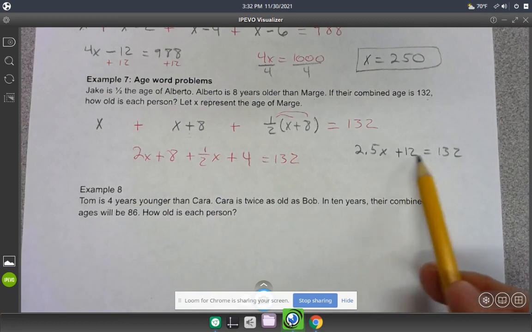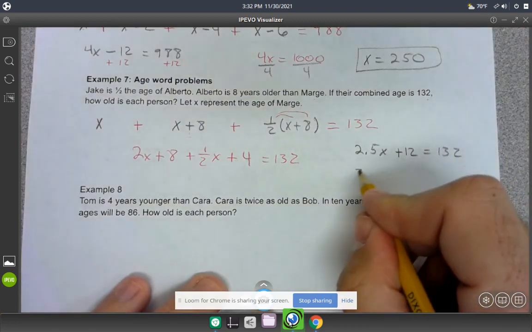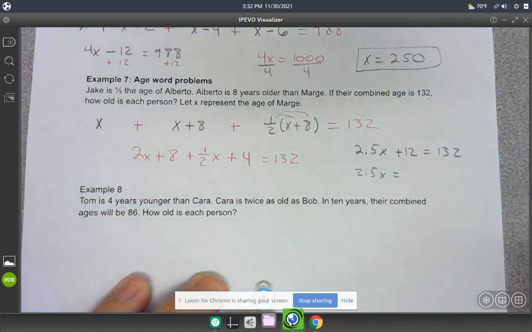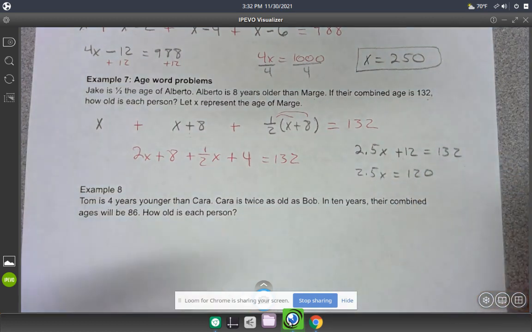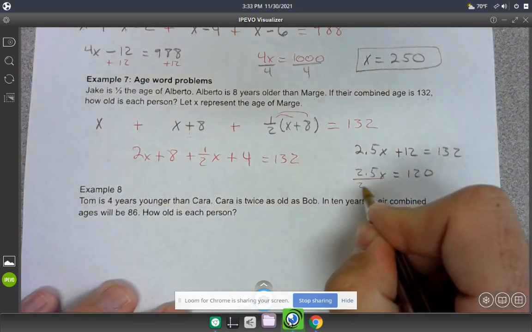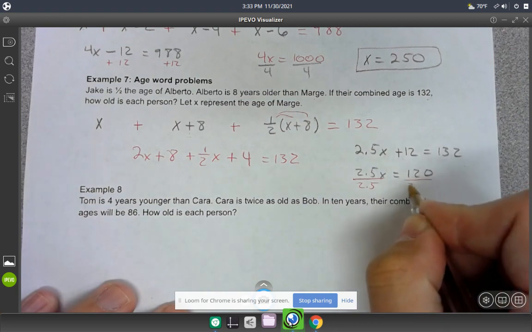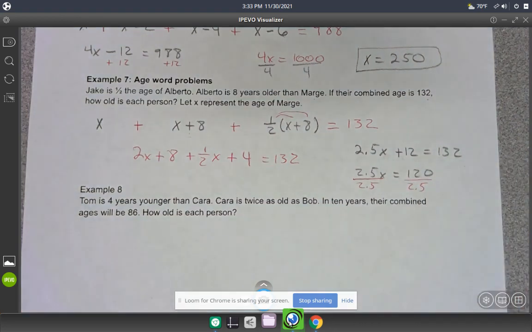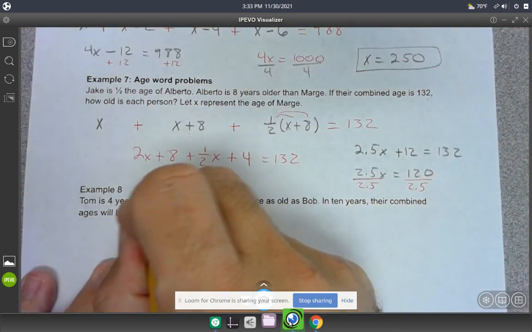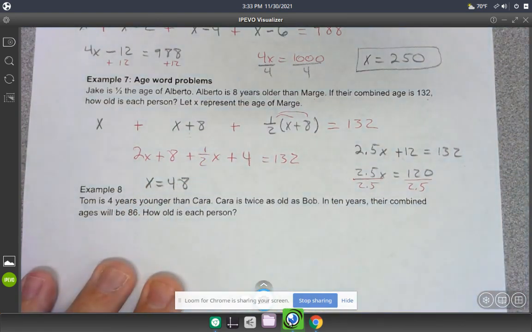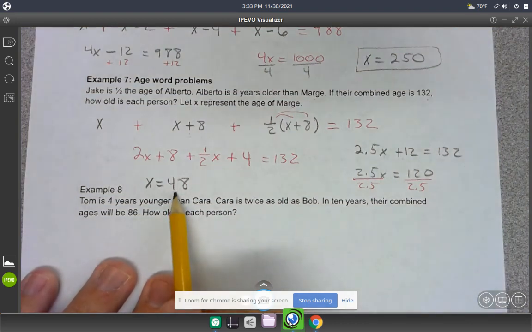All right, now to solve it, you're going to move the 12 over. So you get 2.5x is equal to 120. But then you would need to divide by 2.5. Man, I guess I am going to use a calculator. I don't have to, but I'm going to. 120 divided by 2.5. All right, calculator said that was 48. All right, so x equals 48.